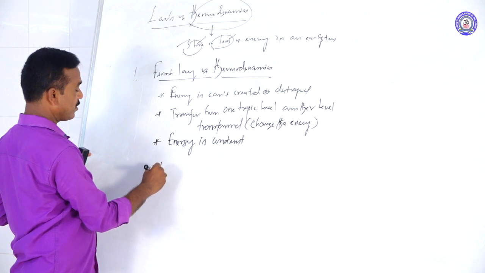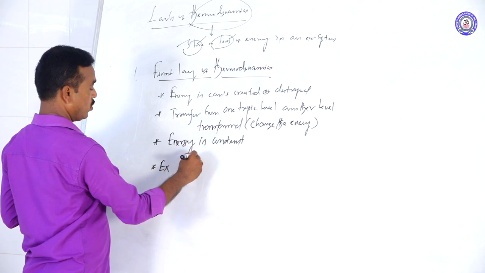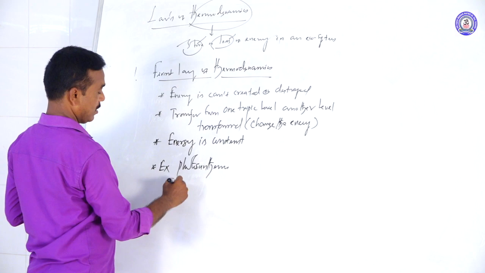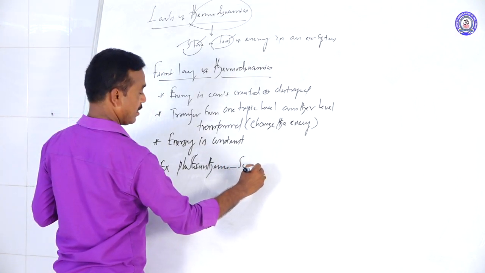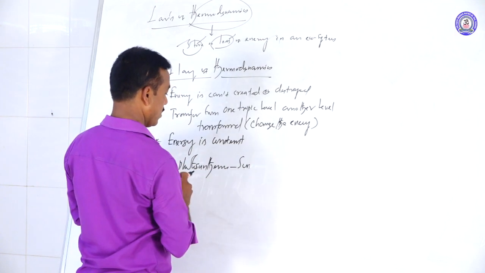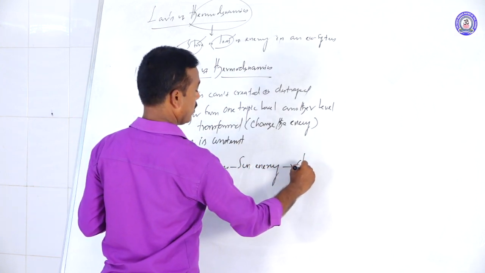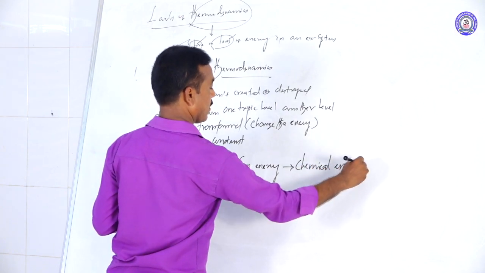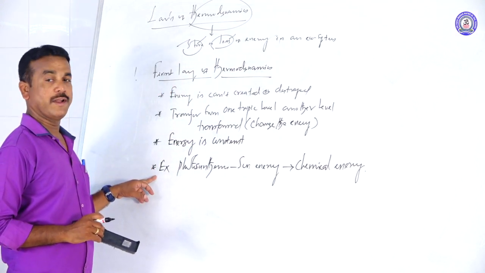A very good example of the first law of thermodynamics is photosynthesis. That means sun energy is converted into chemical energy. This is the first law of thermodynamics.